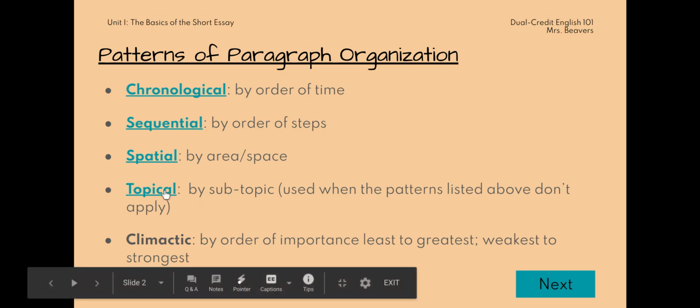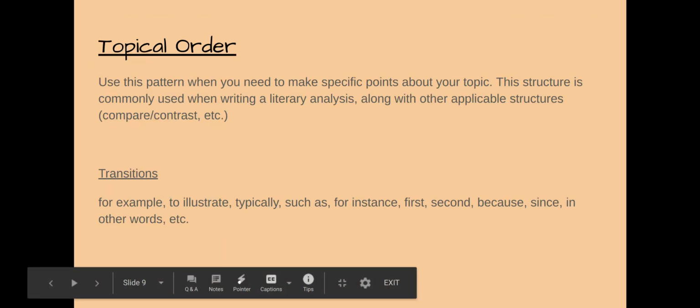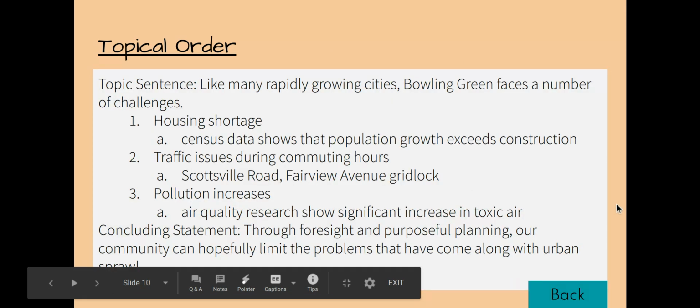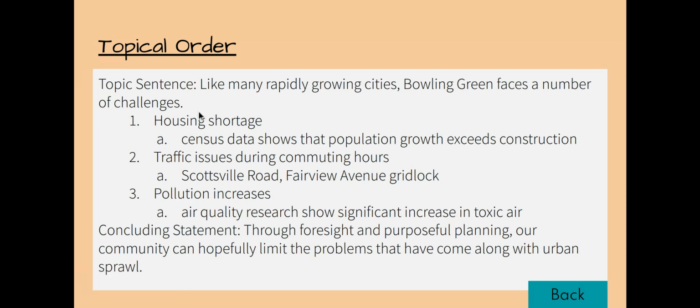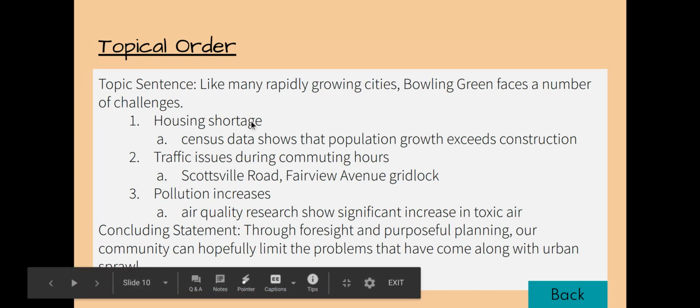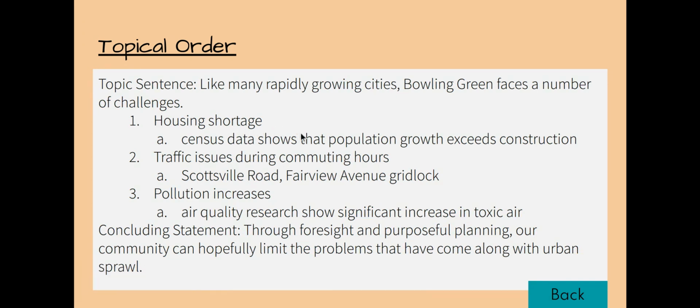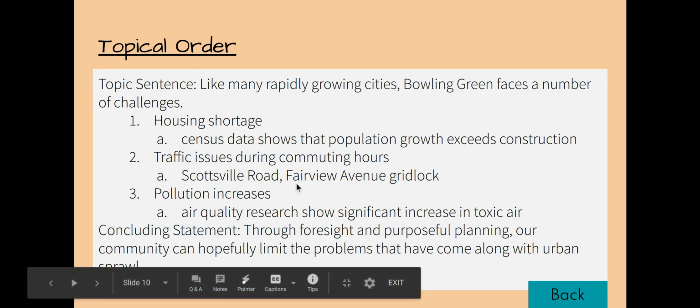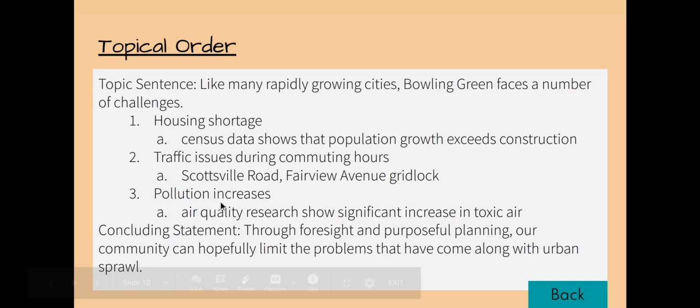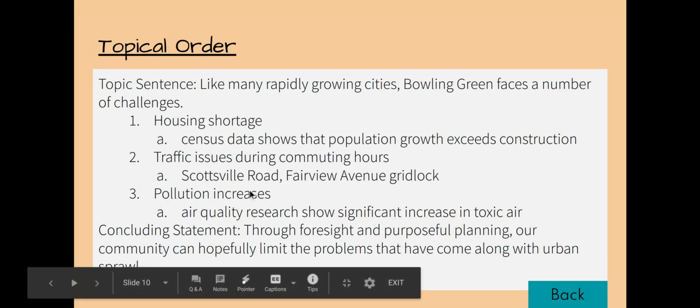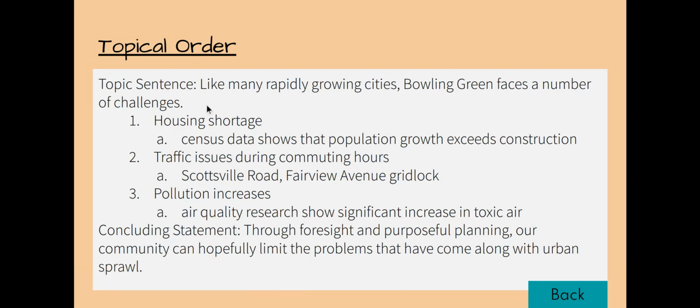So if I look back at this little outline of a topical paragraph, I can see that these need to be put in a specific order. I don't know that I necessarily did that when I was writing the paragraph, because my opinion would be that the biggest problem in Bowling Green right now is probably traffic issues. So I would make that my last one if I were to rewrite this example. But in general, when you're writing a topical paragraph, you want to order your points from least to greatest and end with your most important point.